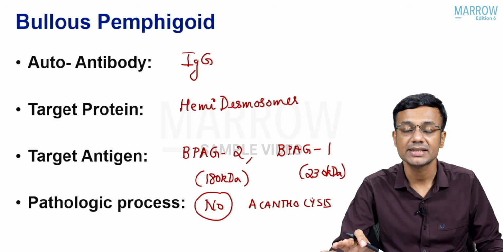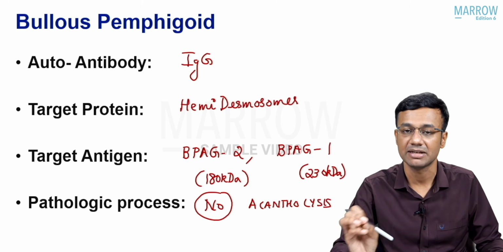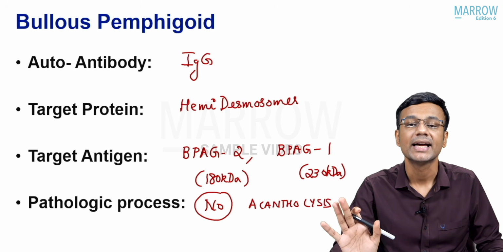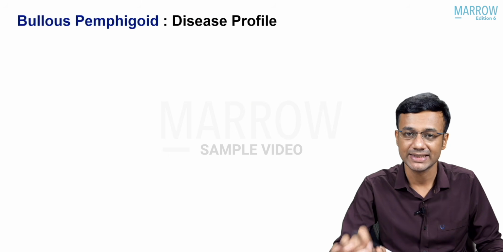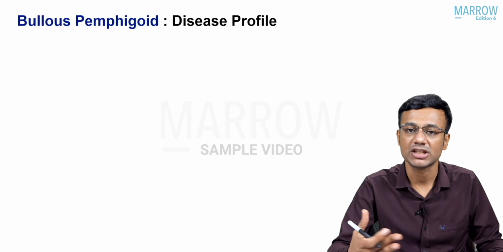Acantholysis happens in which diseases? Pemphigus group of disorders. In pemphigoid group of disorders, there is no acantholysis. Now let's go to the disease profile. How will a patient of bullous pemphigoid present?